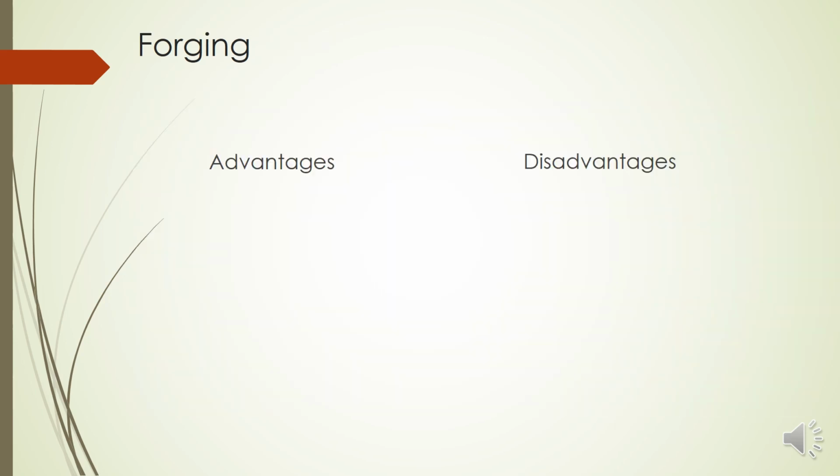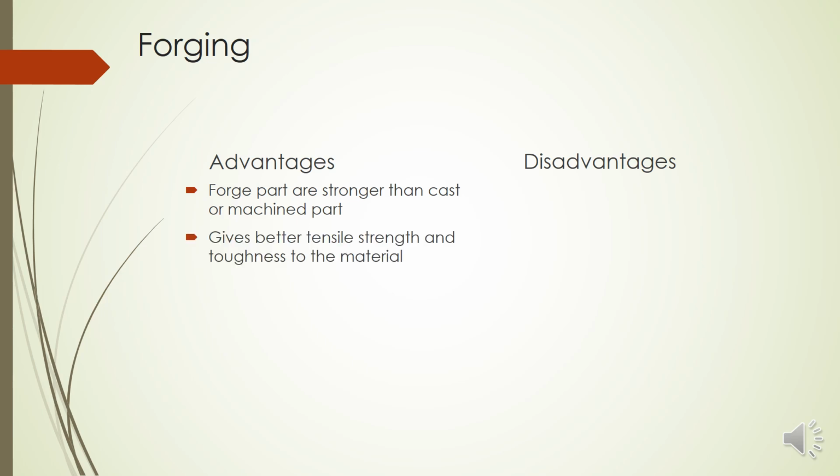Advantage and disadvantage of forging. The advantage is the forged parts are stronger than cast or machined parts. So if you make a product in casting or machining, it will have less strength compared to a forged part. And it gives better tensile strength. So you are applying a continuous compressive force, the product will have more tensile strength and toughness, and increased dimensional control compared to casting, etc.